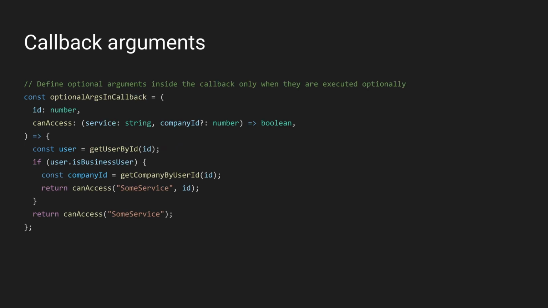The last example features a callback with an optional argument. We should only define callbacks with optional arguments if we are passing that optional argument conditionally. If it isn't the case, let's make the argument required.